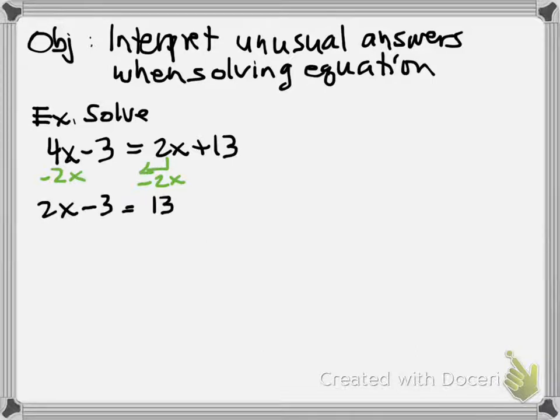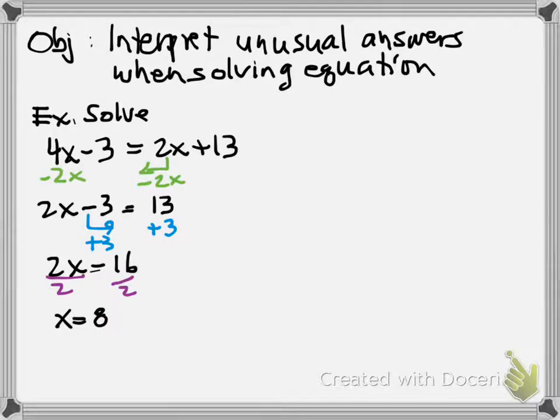Then what? Add 3. Not plus 13. Add 3. We need to add 3 to both sides to get all the constants on the right. And we get 2x equals 16. And then what do we have to do to get x equals 8? We've got to divide both sides by 2. That's called justifying your solution. So we get x equals 8.